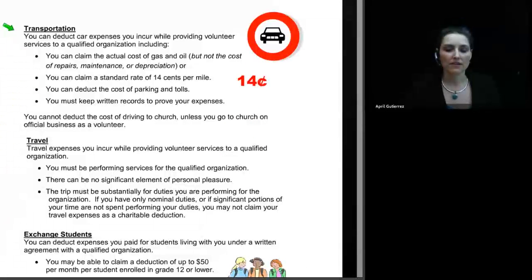Transportation. You can deduct car expenses you incur while providing volunteer services to a qualified organization. You can claim the actual cost of gas and oil, but not the cost of repairs, maintenance, or depreciation. Or you can claim 14 cents per mile. You can deduct the cost of parking and tolls, and you must keep records to prove those expenses. You may not deduct the cost of driving to church unless you go to church on official business as a volunteer.